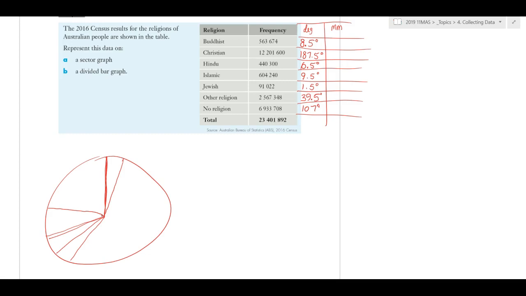Anyway, now let's have a look at how we do this with a divided bar graph. We do a very similar thing. We do 563,674 divided by 23,401,892, but instead of multiplying now by 360 degrees, we multiply by the length that we want our bar to be. So our divided bar graph is going to look something like this.